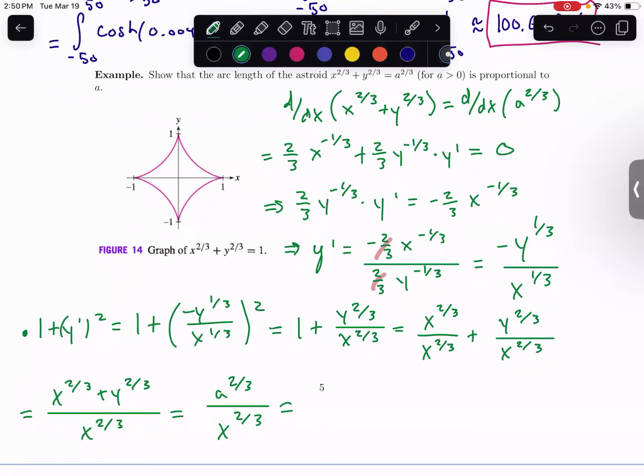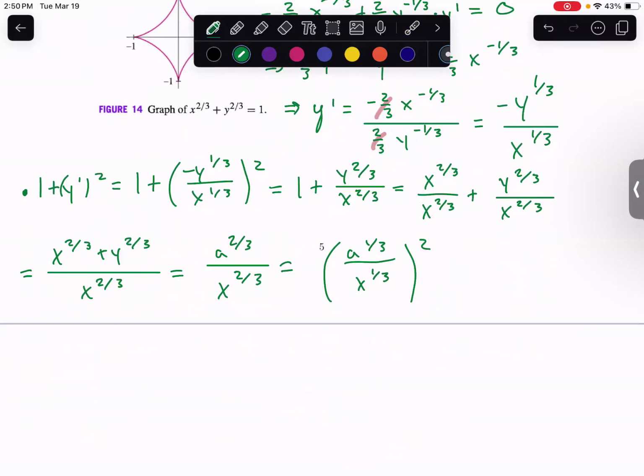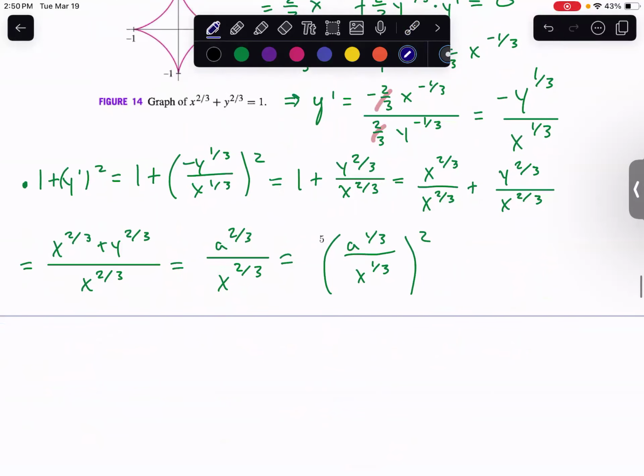Okay, and so this is nice. You can rewrite this if you wanted to. This is the same thing as a to the 1/3 power over x to the 1/3 power squared. So now we have this 1 plus y prime squared. We were able to show that it ends up being a square itself. And so now integrating is going to be the easy part. So now we have that the arc length is going to be equal to the integral from 0 to a of the square root of 1 plus y prime squared.